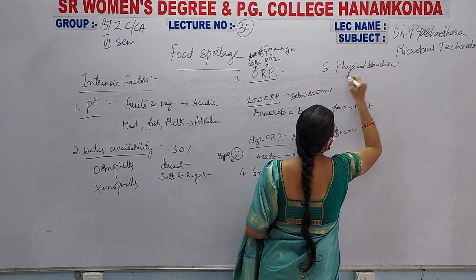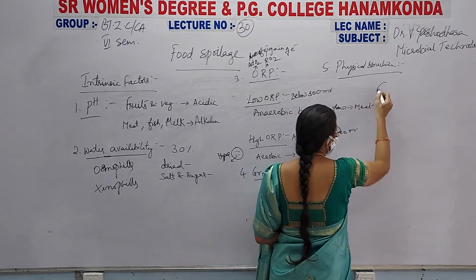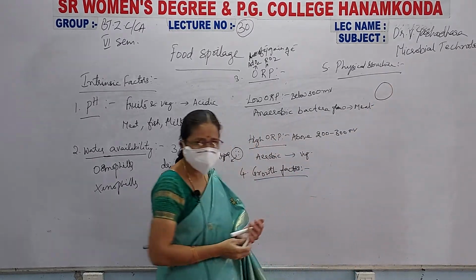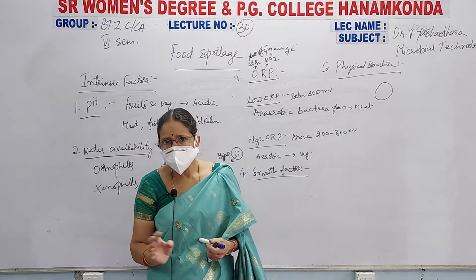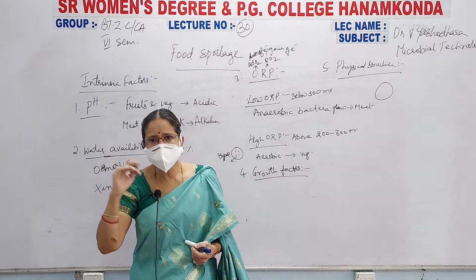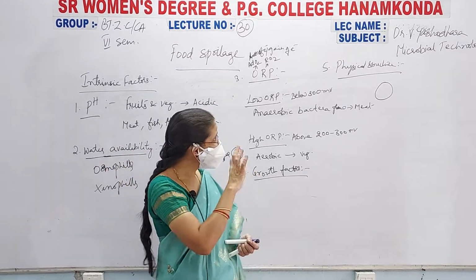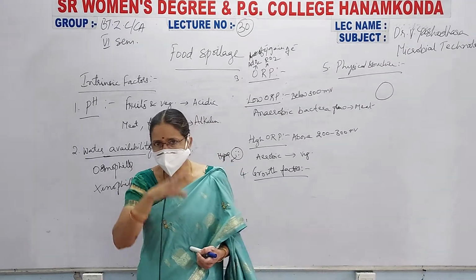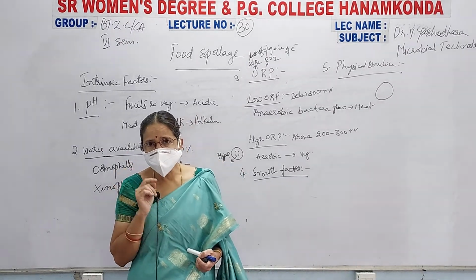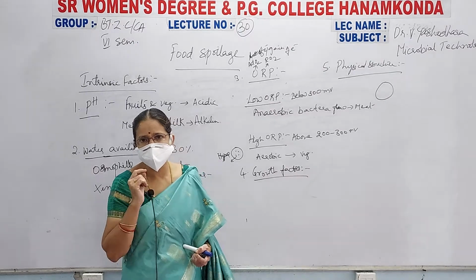What is physical structure? If the fruit or vegetable is intact, it has a sheath, fruit coat or seed coat or whatever it may be, and that coat is there. It has a layer around it. That will protect the fruit or vegetable from microbial contamination.